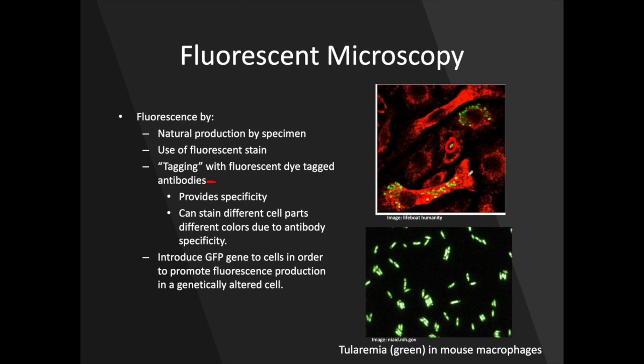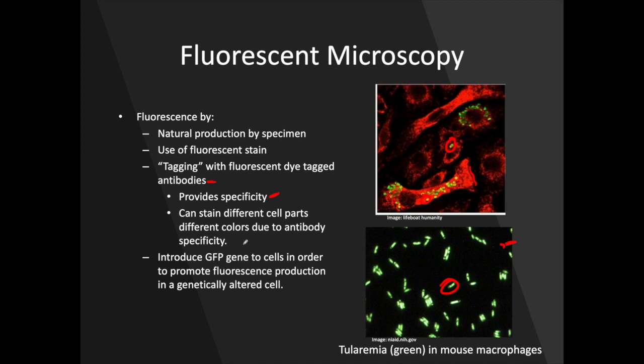bacteria, whereas the red coloring that you're seeing are antibodies with a red fluorescent dye that were specific for cytoskeletal elements inside of the macrophages, so that they could differentiate and literally locate where these tularemia bacteria are inside of the actual macrophages themselves. Down here at the bottom are just simply some tularemia that have been stained with the green fluorescent dye. This is not an antibody picture down here. So by tagging antibodies with fluorescent dyes, we can get very, very specific, and we can stain different cell parts with different colors.